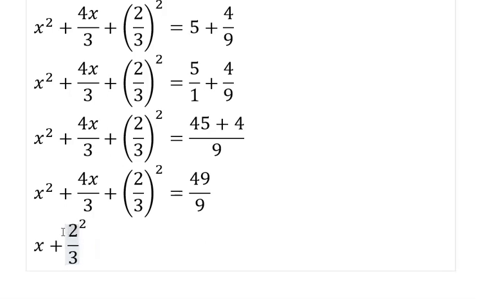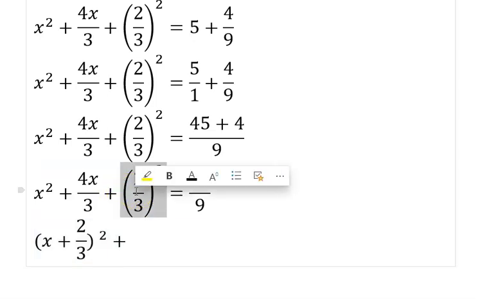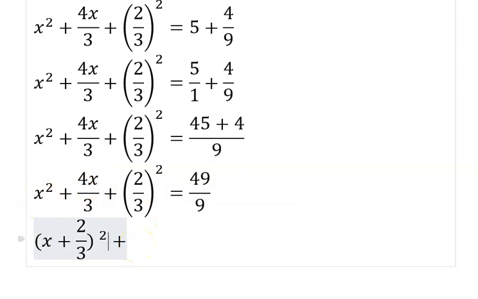Over 3. Make sure you put your bracket plus what you have here. You are not dealing with that again because you have actually picked this one and this one. I'm sure you still remember.